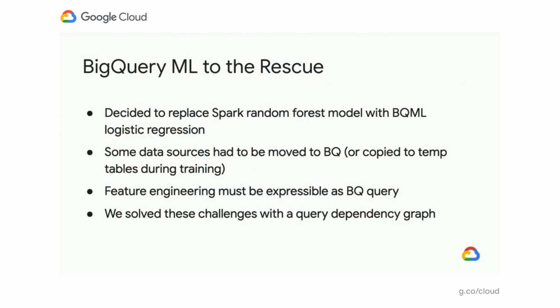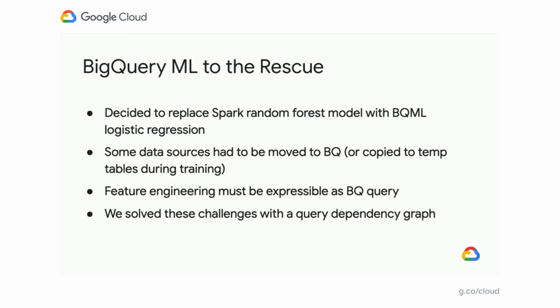So along comes BigQuery ML. We decided to replace our Spark random forest model with a logistic regression model in BigQuery ML. This was not without its challenges. For example, we had to either move our data sets into BigQuery or at least copy them as temporary tables in BigQuery to build the final training table. This means all the feature engineering has to be expressible as SQL statements or UDFs.